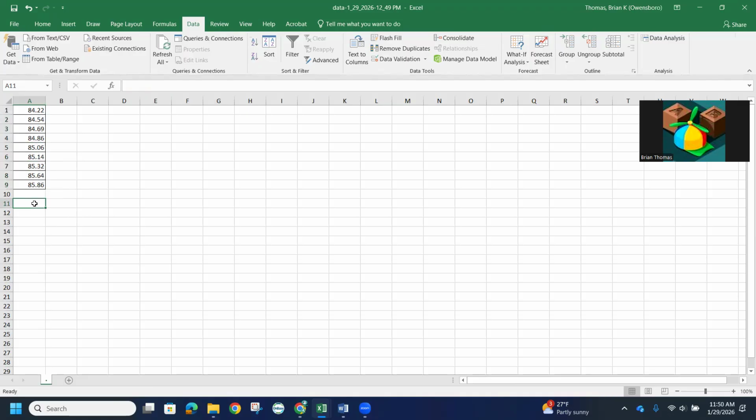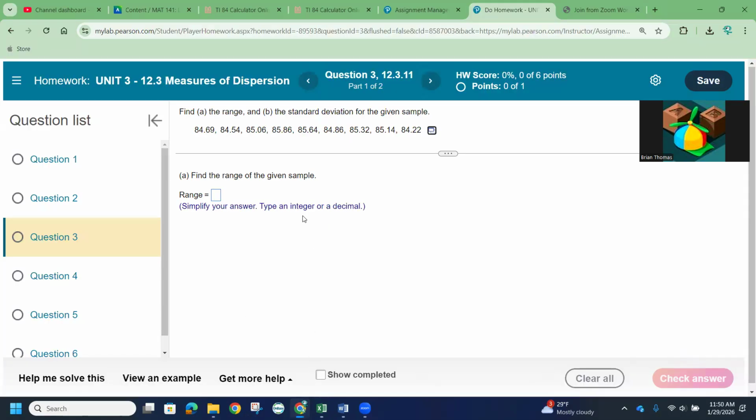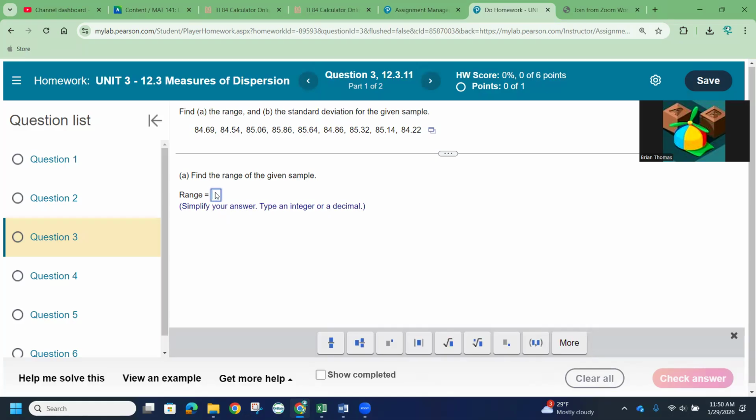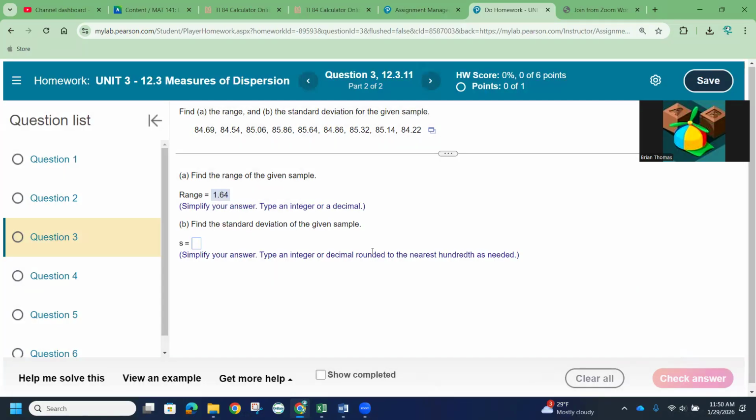So my range, off to the side here, I'm going to put my range and it's going to equal the biggest value, which is in A9. And I want to subtract, hit my minus sign, a little dash, A1, that's my smallest value, hit enter. My range is going to be 1.64. Now in our homework, how does it say it wants that? It just says type in decimal, so 1.64 is what we're looking for. So we got the range knocked off.